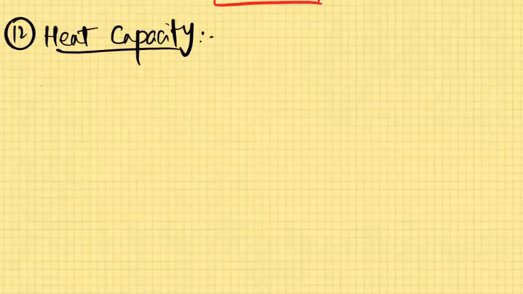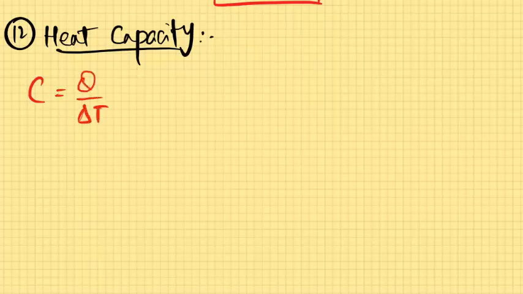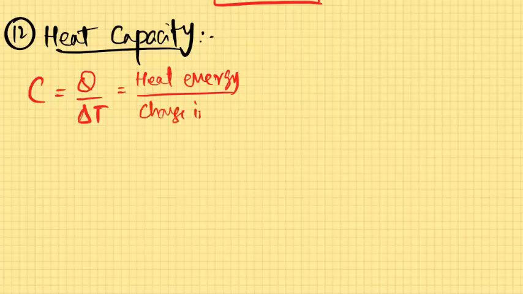Heat capacity, which is symbolically represented by capital C, is equal to Q over delta T, where Q is the amount of heat energy that you provide to the system and delta T is the change in temperature. Alright? Now, it doesn't matter if it is heat energy, kinetic energy, potential energy, or whatever is the form of energy, chemical energy, whatever it is.